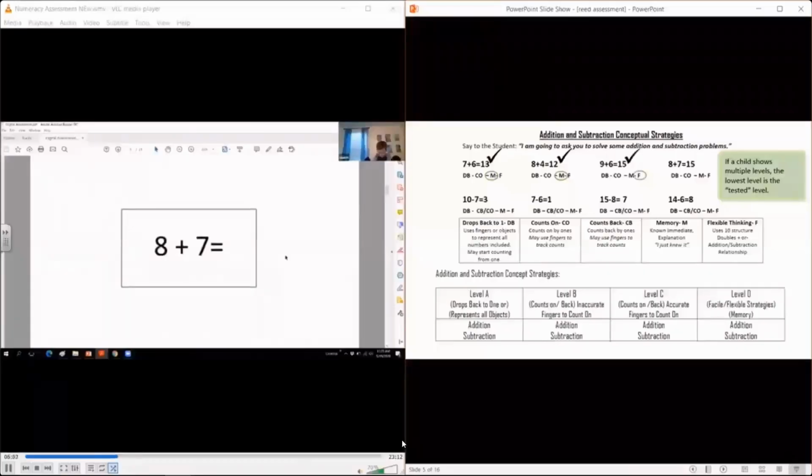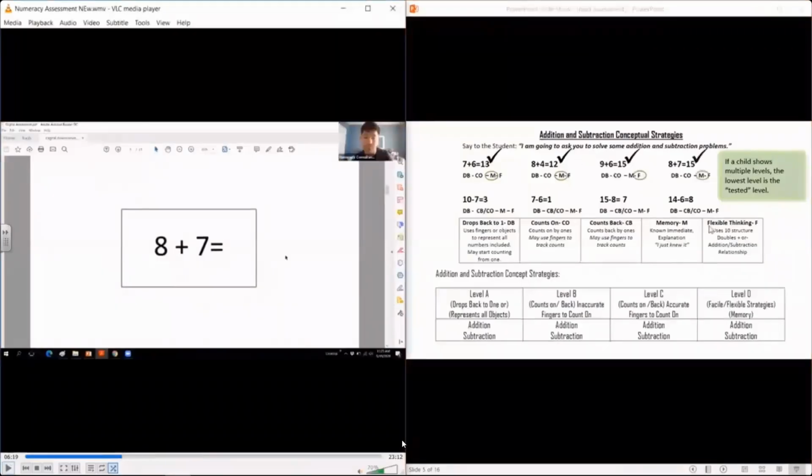Well, usually people ask me that question, and it's usually the first question they ask me. So what it is? 15. Okay. So he had memory, facile, flexible, and memory. And what that means is he was a level A with his addition because he was either facile, flexible, or memory. So good balance between those. He knew some and he used other strategies as well.